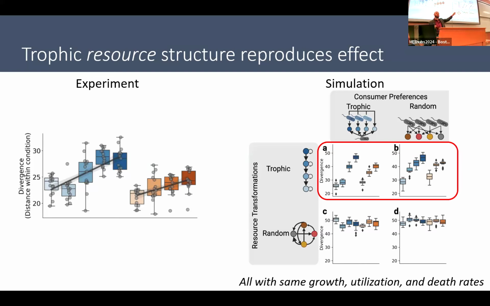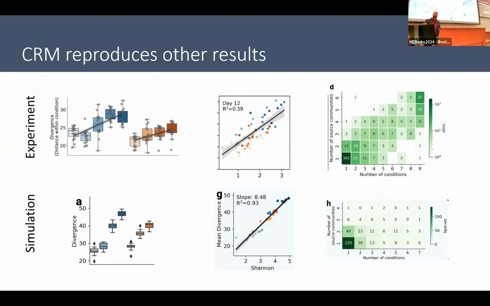So even when consumers eat anything, as long as there's a hierarchical structure of the resources, we still reproduce our effect. And also interestingly, without structure in our resource transformations, we totally lose our effect. And just as a reminder, this is the result that we had from our experiment. I don't have time to discuss the other things that we did, but this is just to show, on the top here, some other experimental results, and on the bottom are the corresponding results that we were able to reproduce with our simulations, and they match quite well.